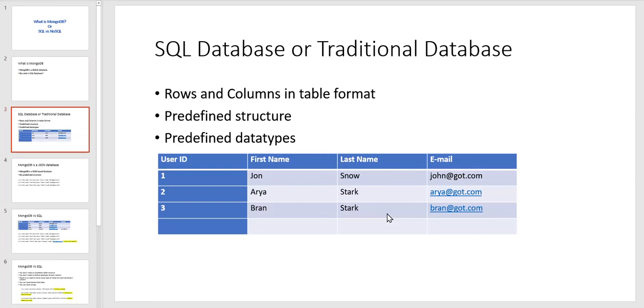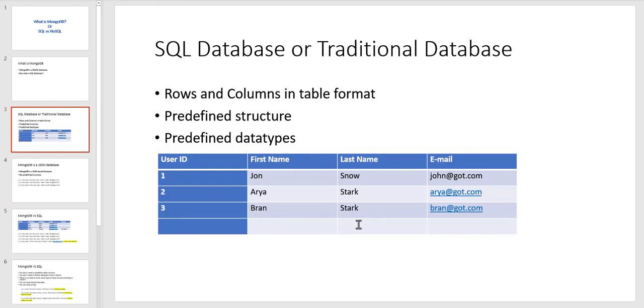SQL database or traditional database have predefined column structure and predefined data types. For example, if you see here, user ID, first name, last name, email are predefined table columns. You have to define these columns prior to insert any record to this table, right? Also, you have to define data types of these columns. User ID is an integer type, other columns are string types. You have to define all these before you insert any row into this table.